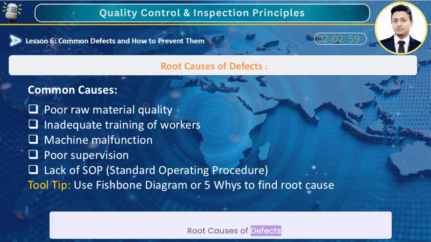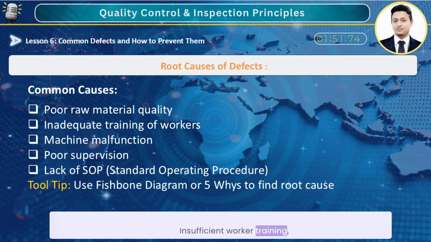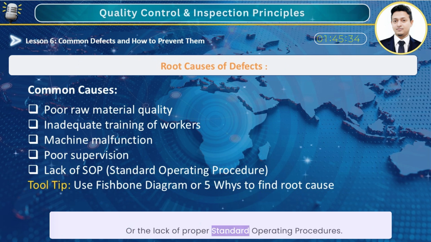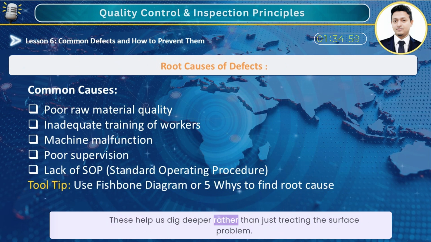Root causes of defects. Now, let's talk about the root causes. Most defects can be traced back to poor raw material quality, insufficient worker training, machine malfunctions, weak supervision, or the lack of proper standard operating procedures. To really understand the root cause, use tools like the fishbone diagram or the 5 whys technique. These help us dig deeper rather than just treating the surface problem.